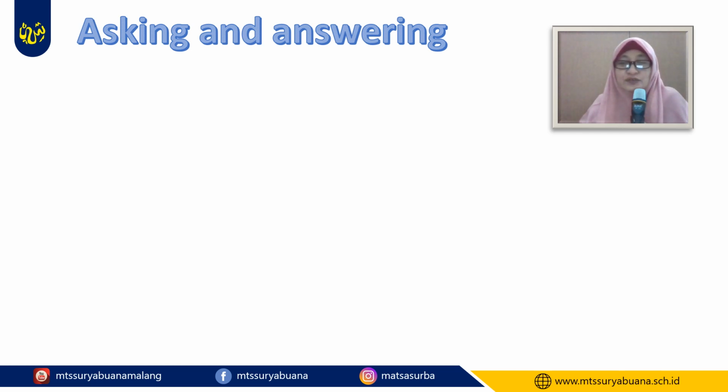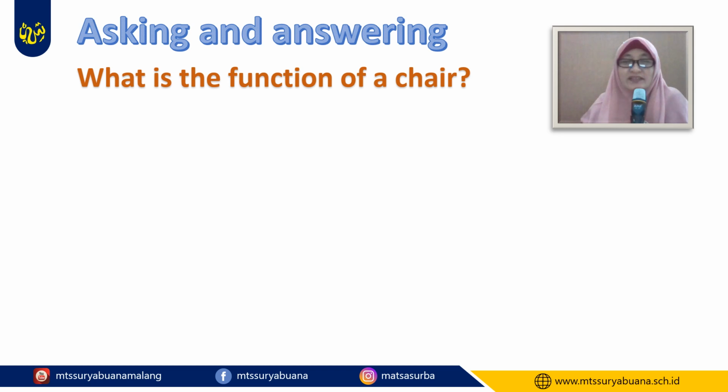Let's continue to learn about asking and answering related to functions of things and animals. Look at this. What is the function of a chair? We use it to sit on. Please look at this. We use it. It here refers to a chair. And to is always followed by verb 1. We use it to sit on.